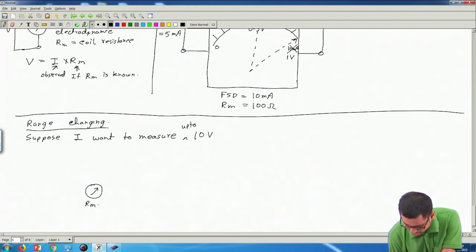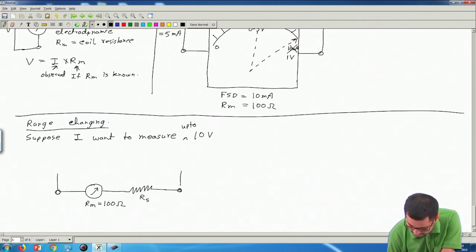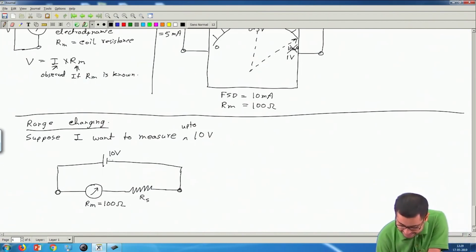It has a resistance of 100 ohm. I will connect some series resistance, call it Rs, and I will apply the 10 volt voltage which I want to measure across these two terminals. So here I will apply 10 volt.